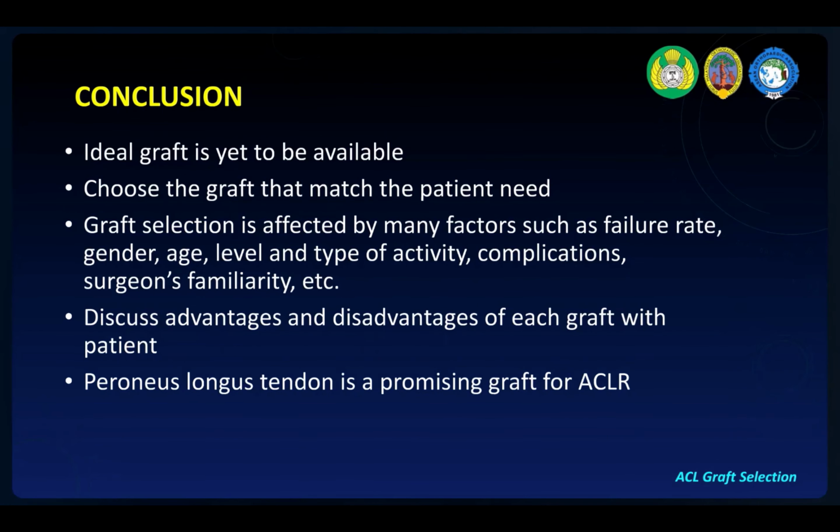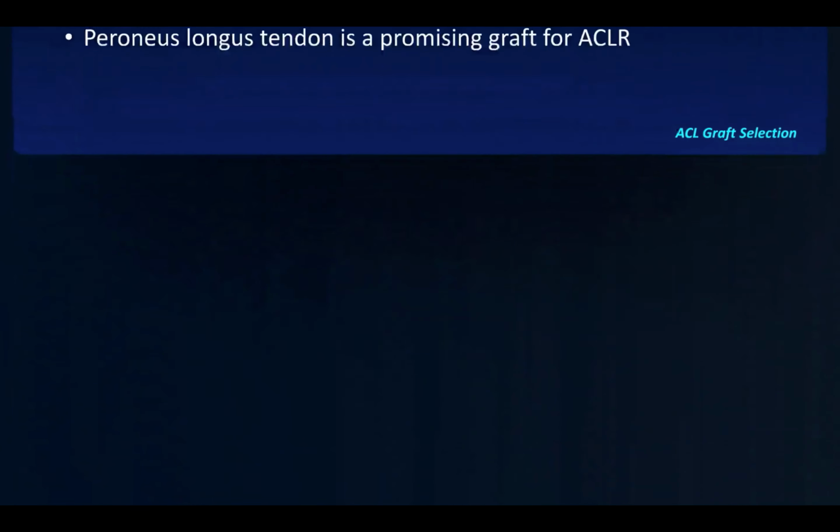In conclusion, the ideal graft is not available yet. Choose the graft that matches the patient's needs. Graft selection is affected by many factors such as failure rate, gender, age, level and type of activity, complications, and surgeon familiarity. So discuss the advantages and disadvantages of each graft with the patients. And peroneus longus tendon is a promising graft for ACL reconstruction.